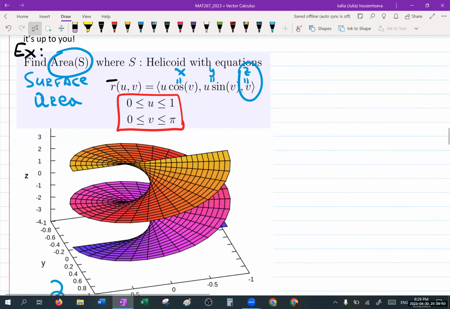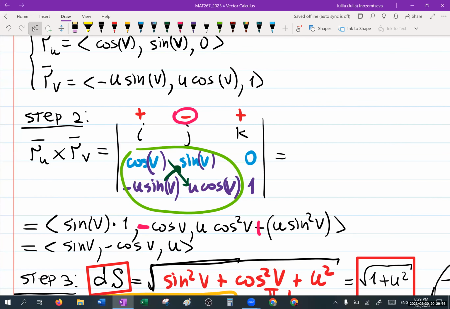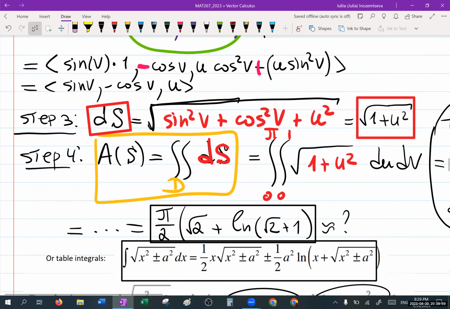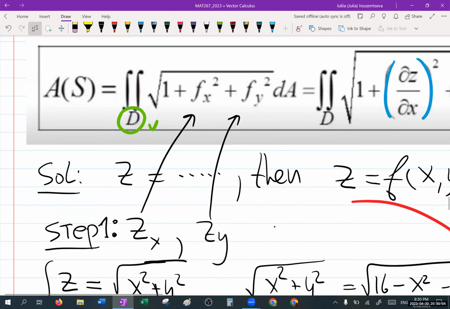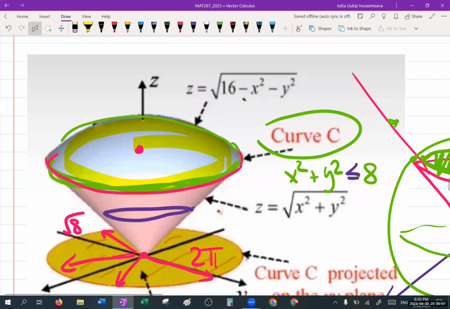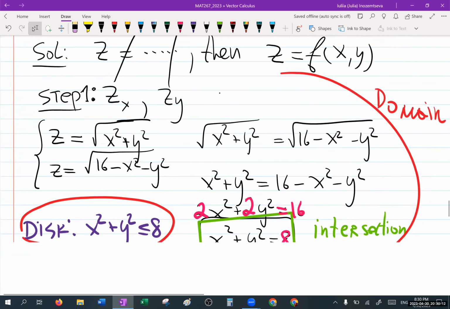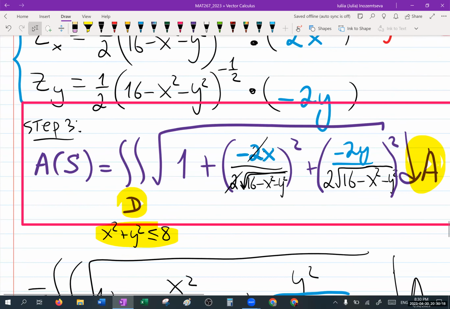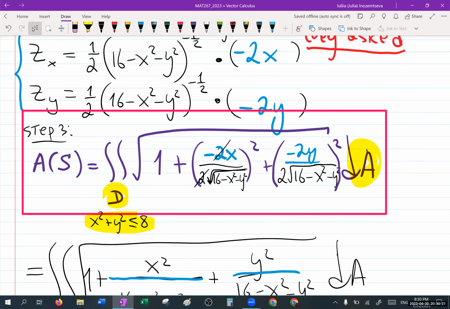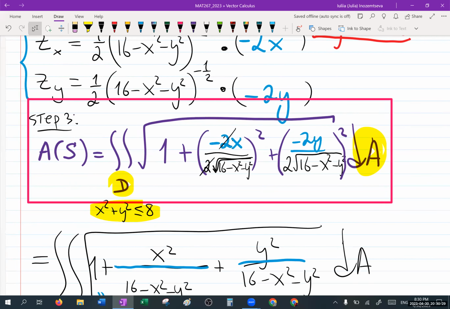I did examples with both. I did an example with r_u cross r_v, where you did the cross product, and I did an example with the second formula. Z was given very conveniently. Z was a square root of stuff. So I found partial derivatives and used this formula, and it was faster. I have a YouTube video solving your last two homeworks, so you can check, I used that formula there too to help you out. But you don't have to memorize the extra formula.